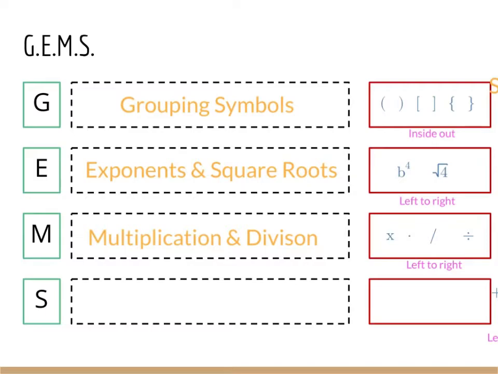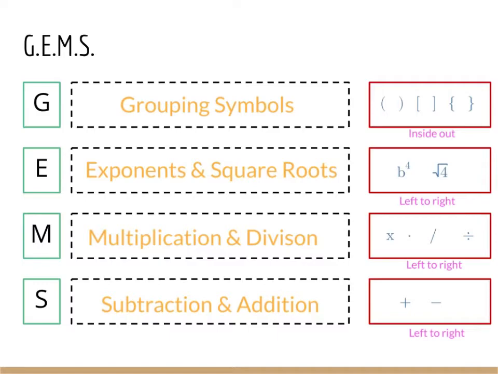Then we've got S, so we're going to call that subtraction and addition. And again, we're going to be working left to right. So even if the subtraction is the thing on the left, that's the thing we're going to do first because subtraction and addition come on the same level of order of operations.